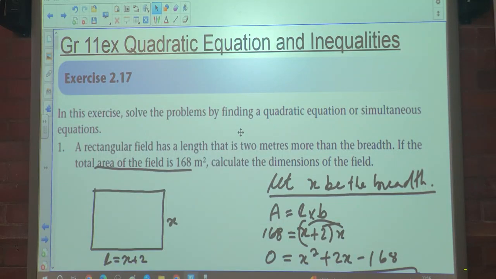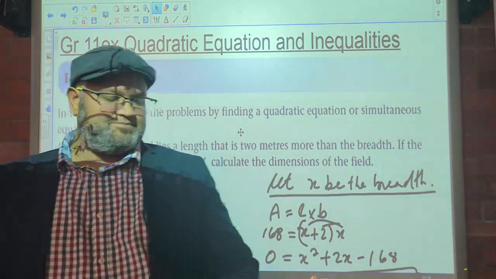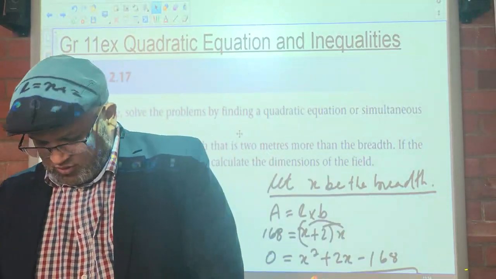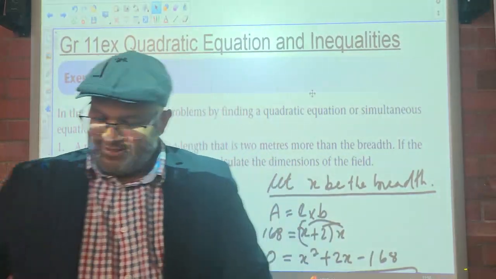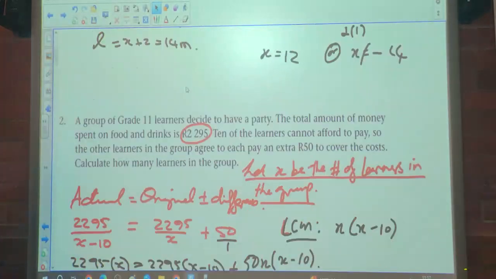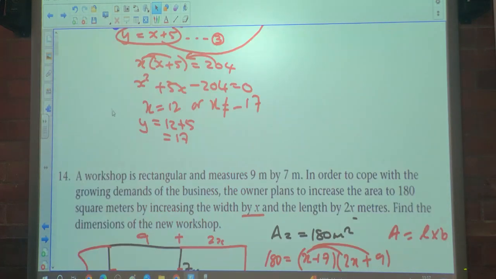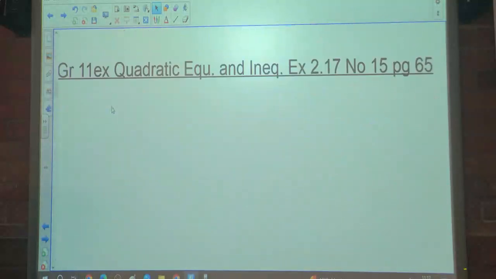Good morning, class. So today we're looking at quadratic equations and inequalities. We're looking at the exercise 2.18, page 67.